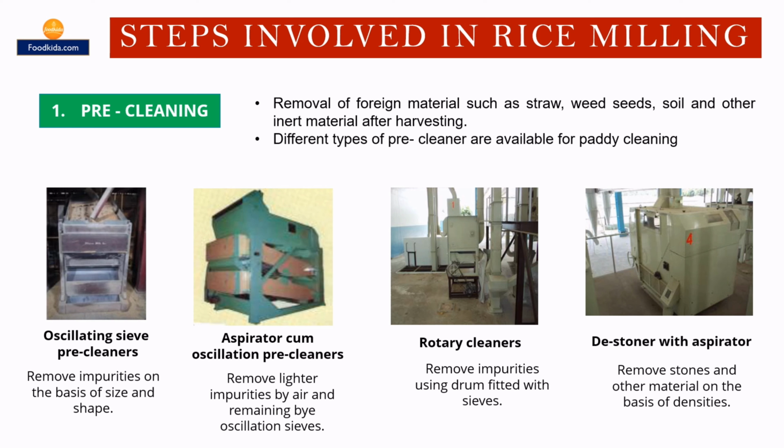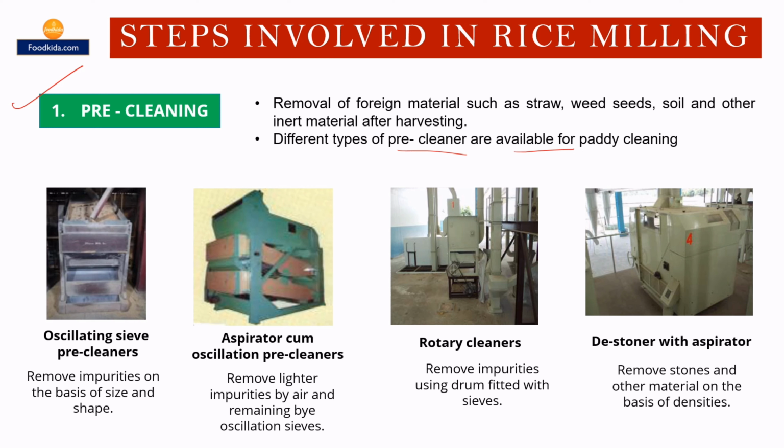Pre-cleaning. When the paddy comes to the mill, it contains different types of impurities such as straw, dust, seeds, soil, small stones, or any other foreign material. So it is required to remove these impurities in order to increase the efficiency of the mill and the milling recovery. There are different types of pre-cleaners available for paddy cleaning on the basis of their cleaning mechanism.